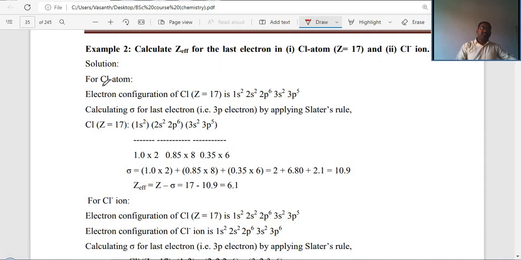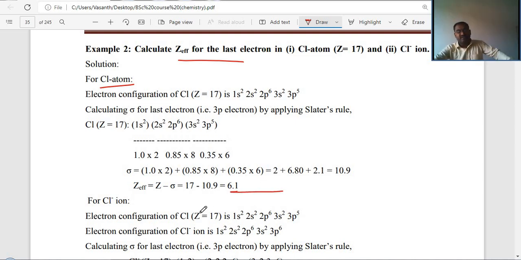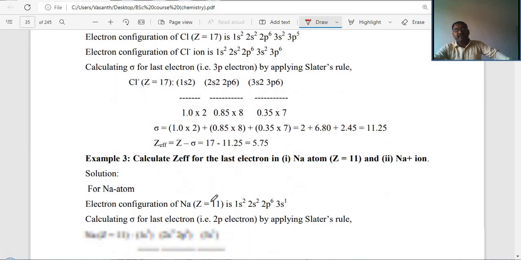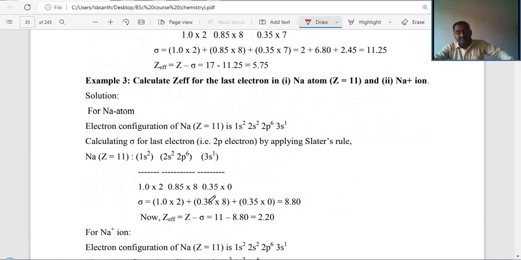These are also chlorine atoms. We have to calculate Z effective by applying Slater's rule. What we are getting is 6.1 for Cl, and for Cl minus, 5.75.